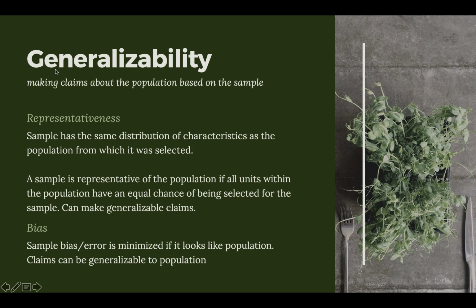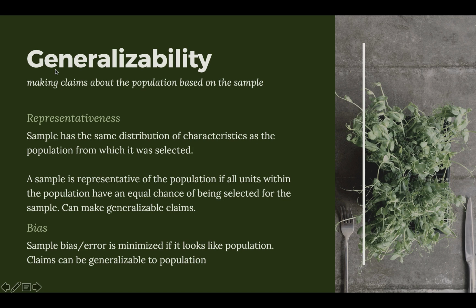A sample is representative of the population if all units within the population have an equal chance of being selected for that sample. Therefore, we can make generalizable claims. Everybody has an equal chance of being included in that cross-section that we're collecting. And when we engage in probability techniques, we can eliminate sample bias or error.